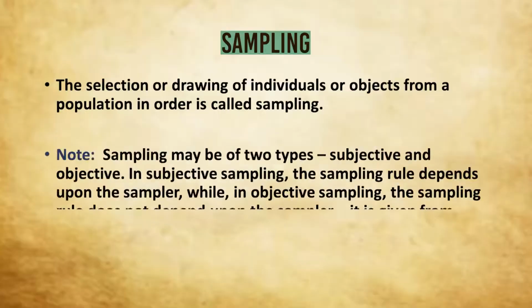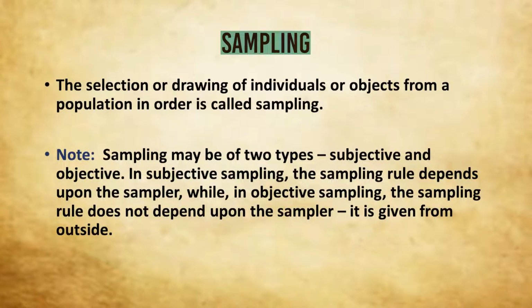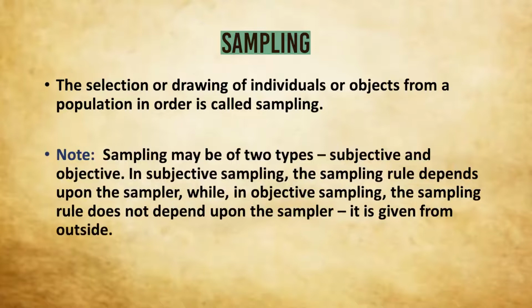Now this sampling can be of two main types, subjective and objective. What do you mean by subjective sampling? The sampling rule depends upon the sampler. That is, the procedure in which I will draw the sample will depend on me if I am the sampler. On the other hand, in case of objective sampling, the sampler does not have any role to play. Here the sampling rule is given from the outside and the sampler just follows the rule to get the sample.